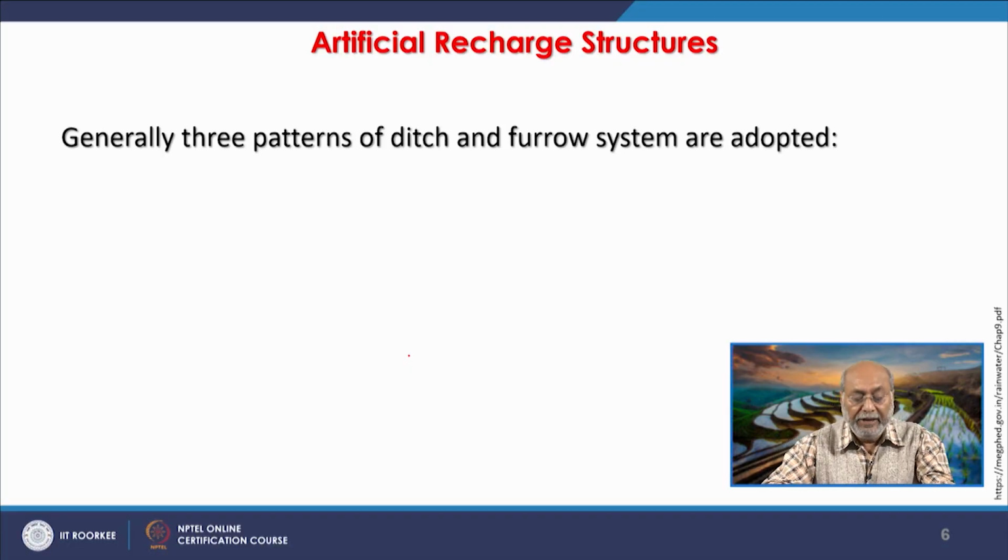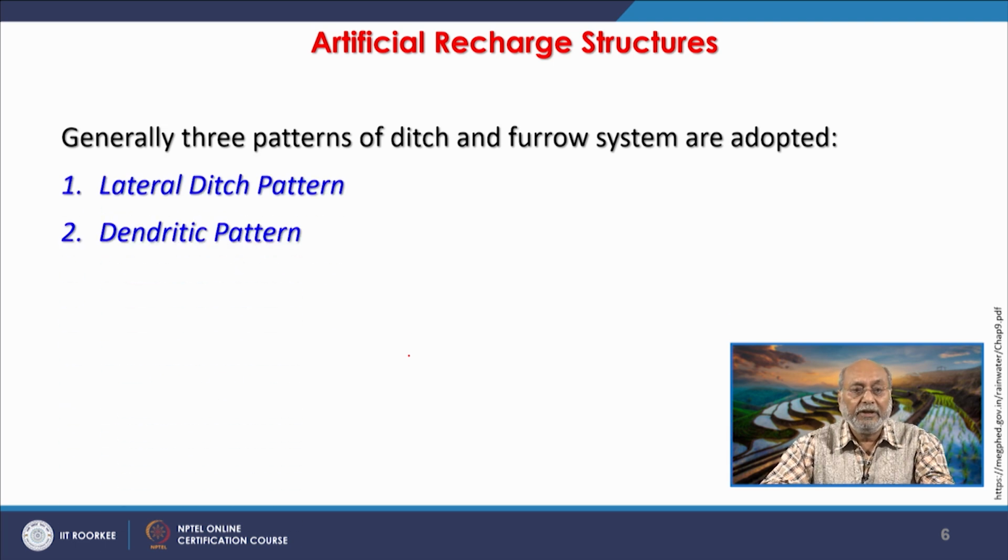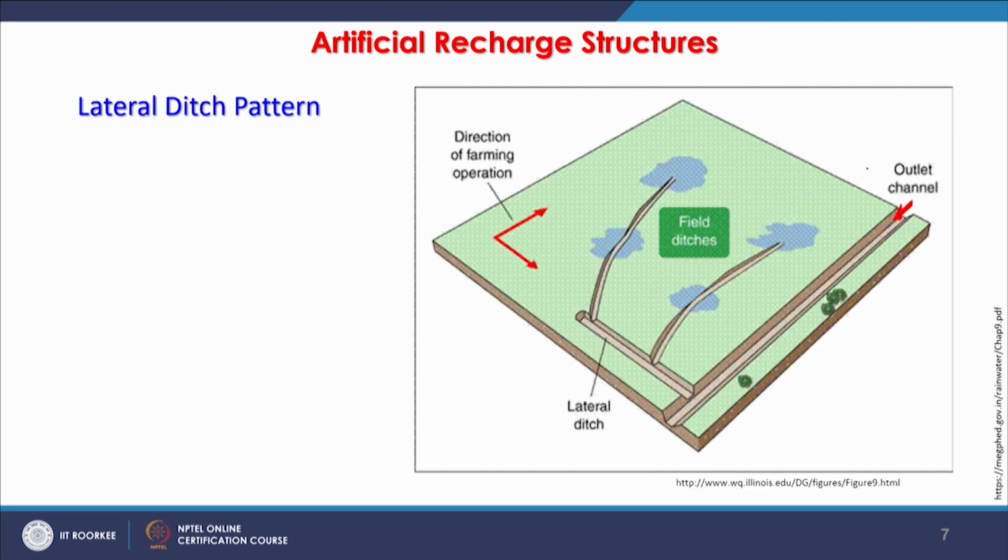And this is a very common practice followed in Himalayan terrain, in many parts of the Himalaya also. Now, generally 3 patterns of ditch and furrow systems are adopted. The first one is the lateral ditch pattern, the second one is the dendritic pattern, and the third one is the contour pattern. Generally these patterns are based on the topography. So, first we will look at the lateral ditch pattern.